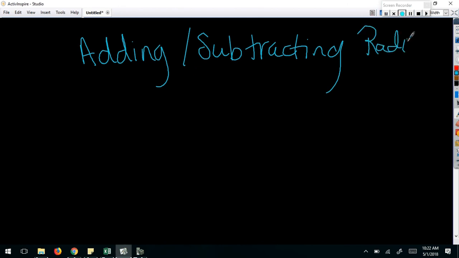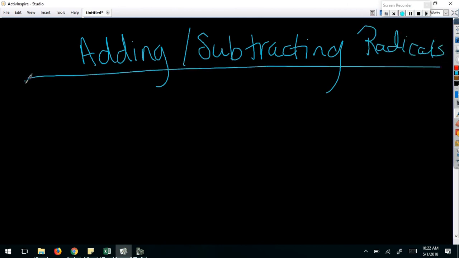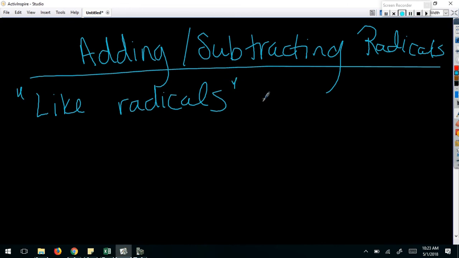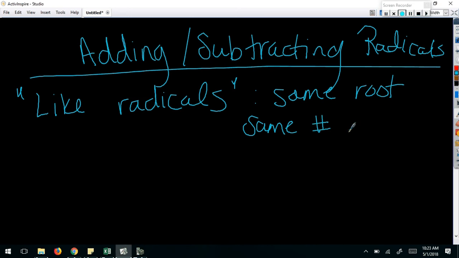All right. So multiplying and dividing is harder than adding or subtracting radicals because you can only add or subtract certain radicals. We have what we call like radicals. Just like when we have like terms, we have like radicals. Like radicals means they have the same root and the same number under the radical.